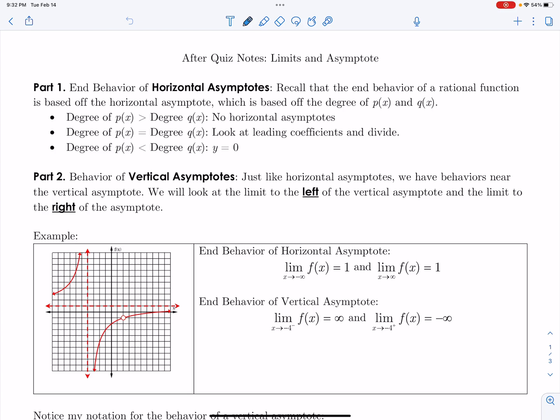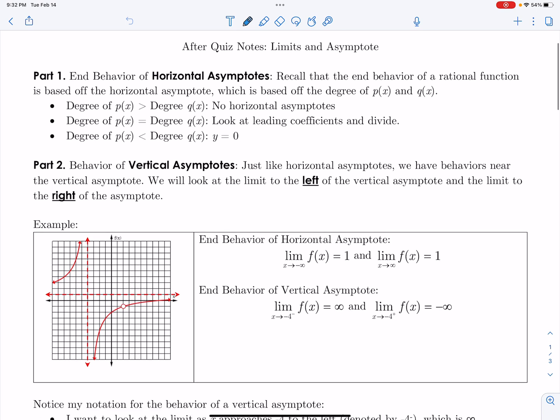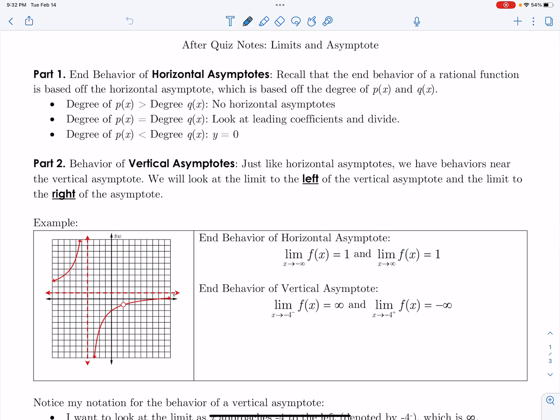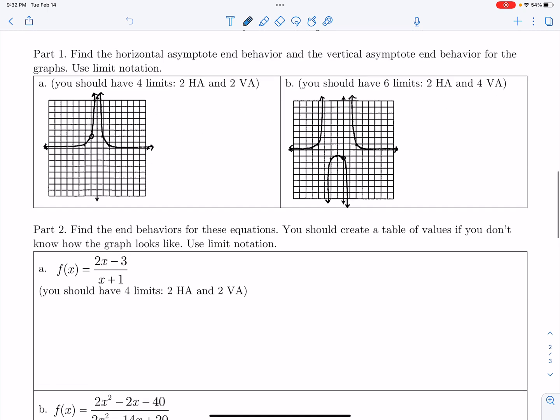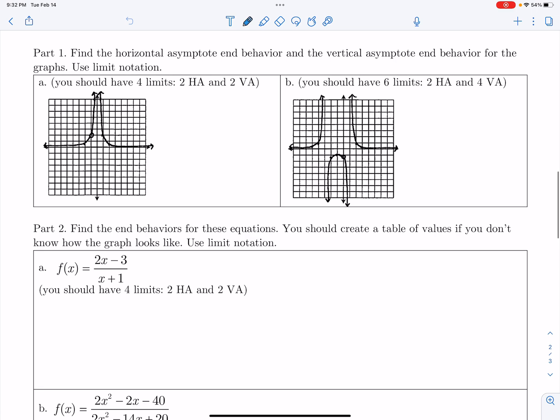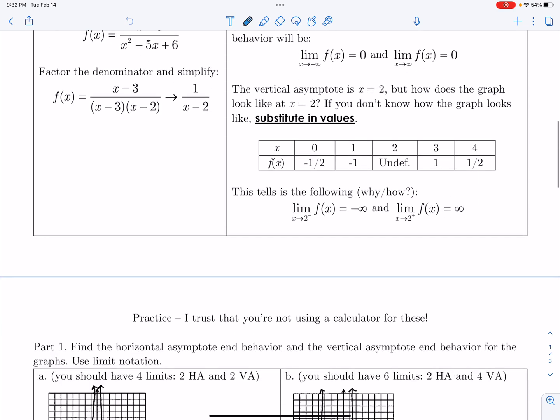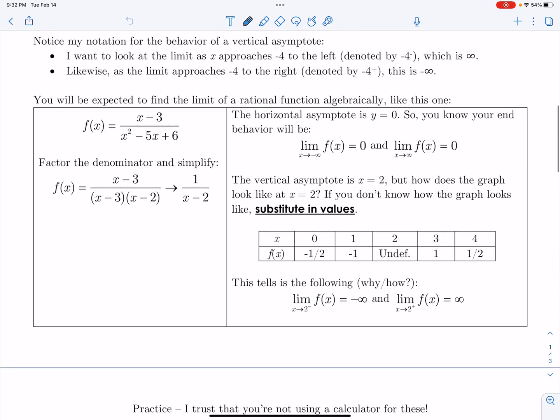All right, these notes are for the after quiz notes, aka once you're done with the quiz, watch this video or look over the sheet. Like I said, you are turning in the sheets. I'm only doing maybe 1A and 2A so that you could do the rest on your own.